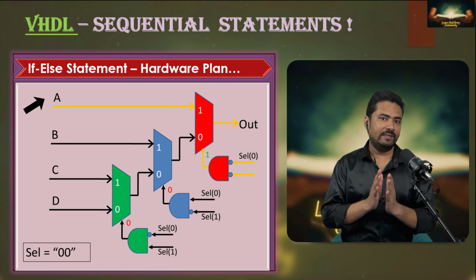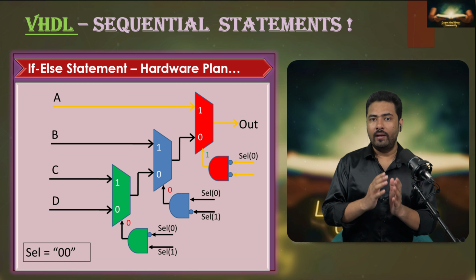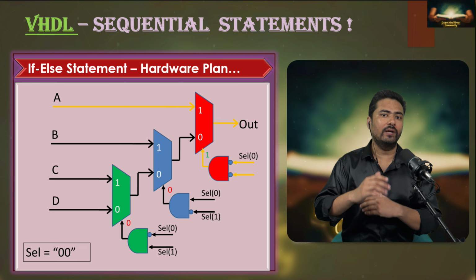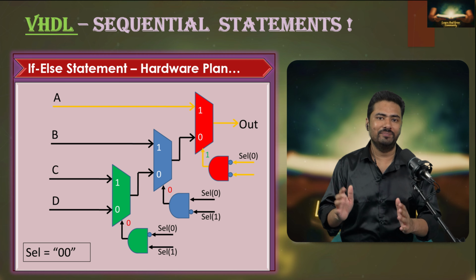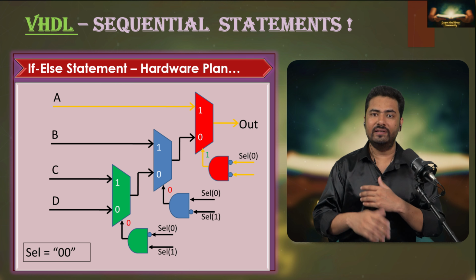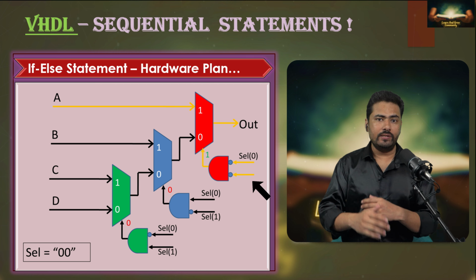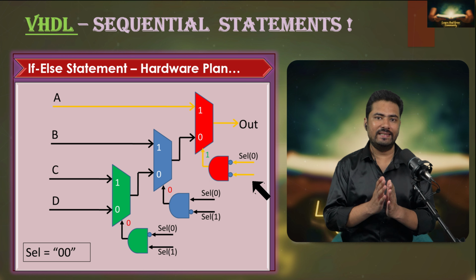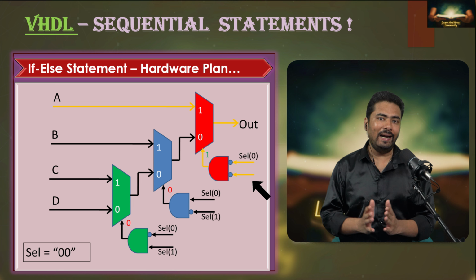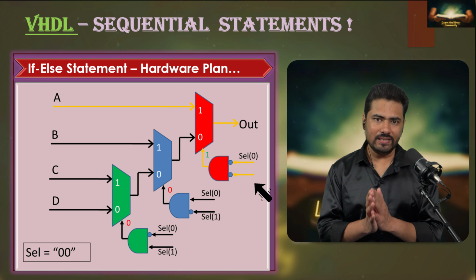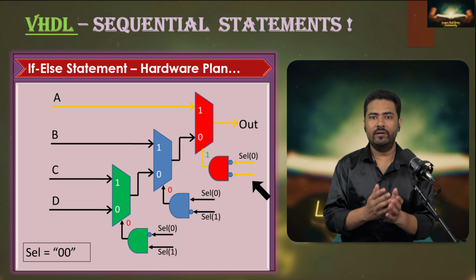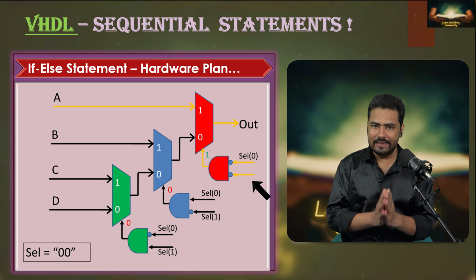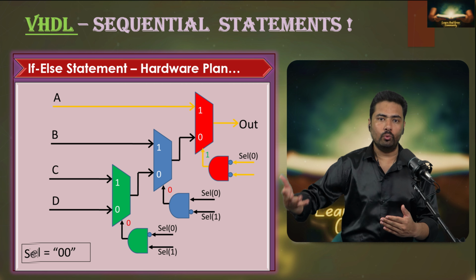The first condition is realized by the red circuitry. I have highlighted the relevant signals in yellow to show you a clear picture of what is happening here. Let's assume that we meet the first condition and select equals "00". Since select 0 is 0 and select 1 is also 0, the AND gate output will be 1. This is because we have the NOT gates just before the AND gate. And this causes the red multiplexer to select signal A and pass it to its output.